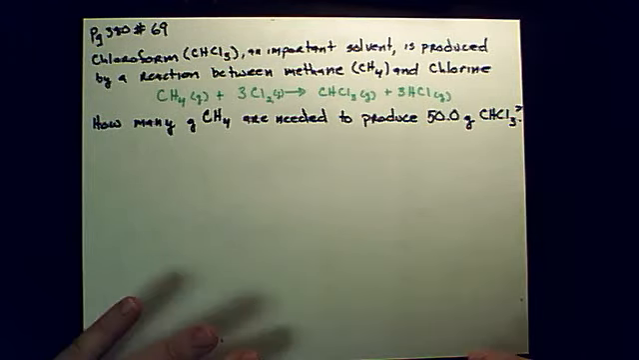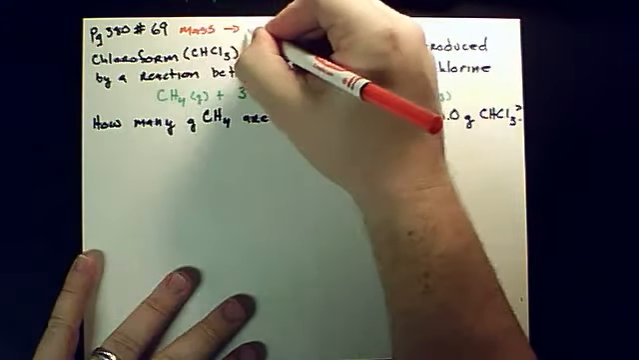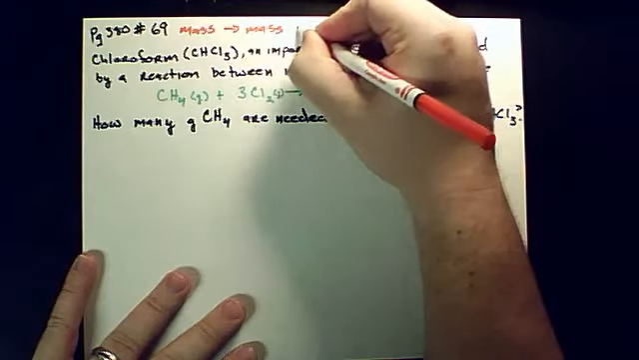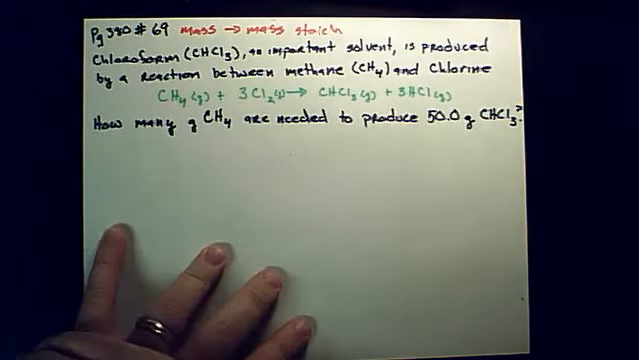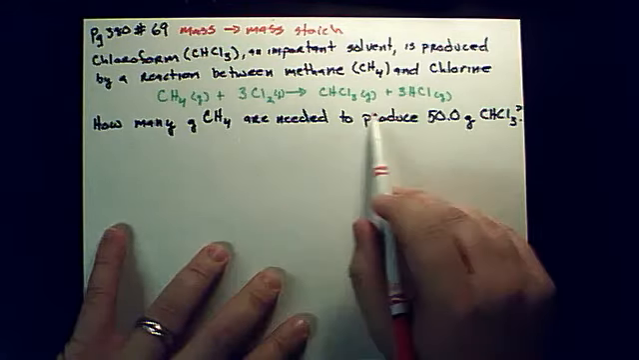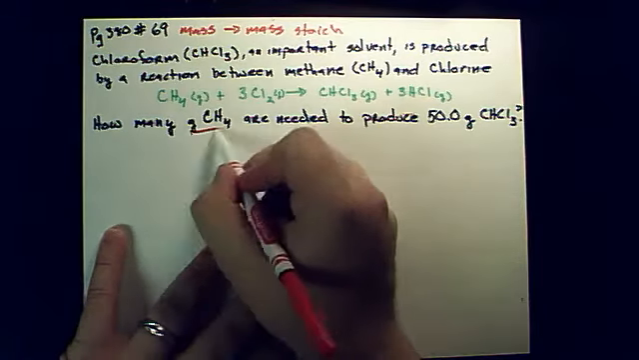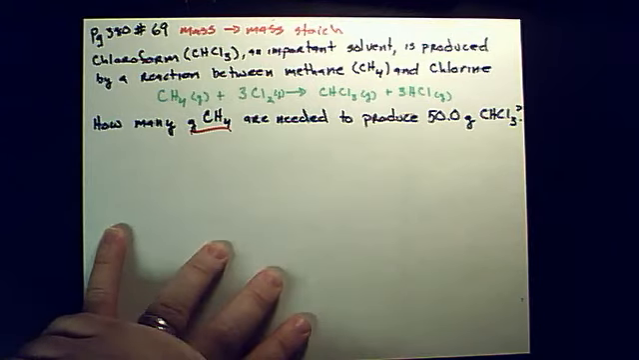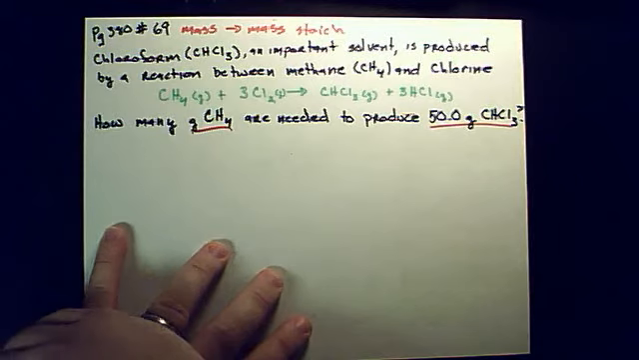Alright, here's another example from your book. This time, this is a mass to mass Stoich problem. It says chloroform, CHCl3, which is an important solvent, is produced by a reaction between methane, CH4, and chlorine. And then it gives you the balanced chemical equation. How many grams of CH4 are needed to produce 50 grams of CHCl3?